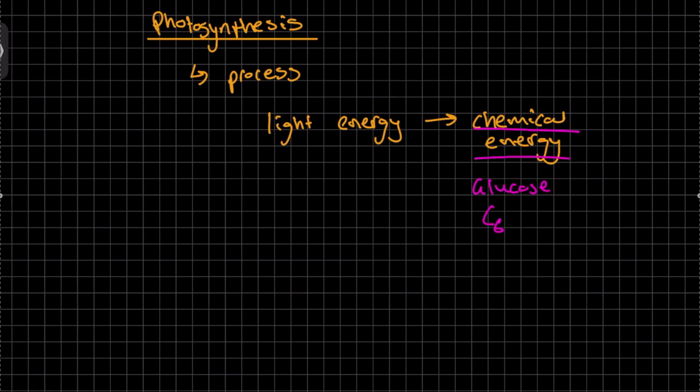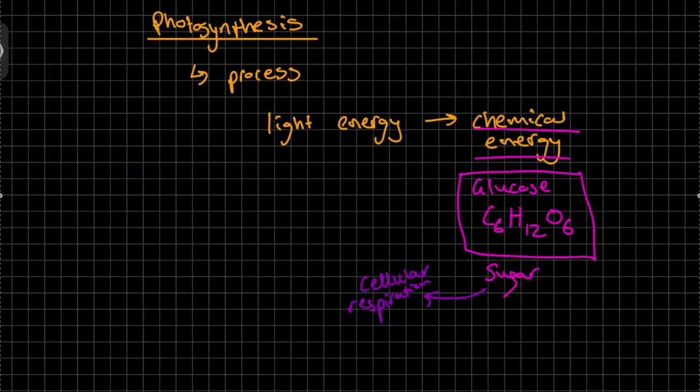This form of chemical energy is known as glucose in this case. Glucose is a 6-carbon molecule and it also has 12 hydrogens and 6 oxygens. Glucose is a sugar, which can then be used as an input into cellular respiration to produce a more usable form of energy that we call ATP. So this is the most usable form of energy used in all cells. However, I think this cellular respiration discussion will be a video for another time.